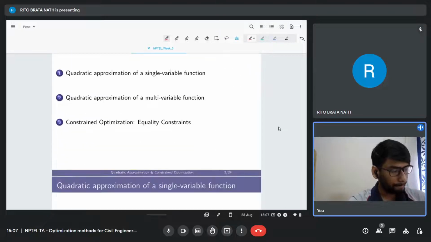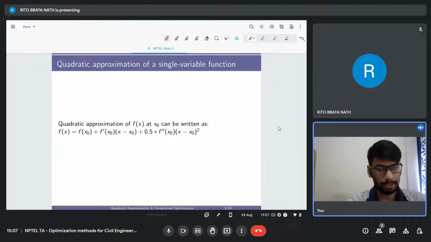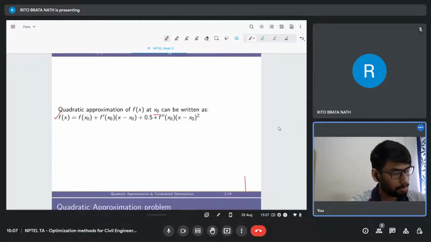So let's get started. For a quadratic approximation of a single variable function, f(x), we have this kind of formula if we want to approximate it at the point x naught. f(x) is nothing but f(x naught) plus f prime of x naught times (x minus x naught), plus half times f double prime of x naught times (x minus x naught) squared. As you can notice, you need the information about the first derivative and the second derivative of that function at the point x naught. I'll be taking some problems now, and we'll be using this formula to solve those problems. So let's do that now.